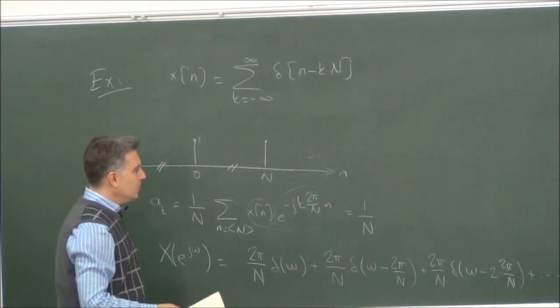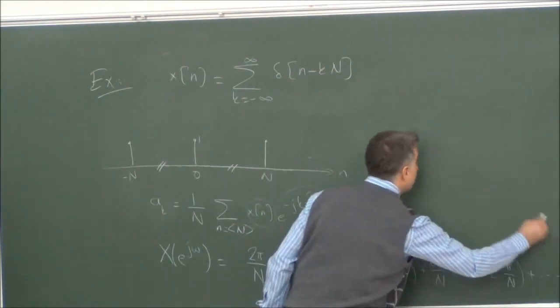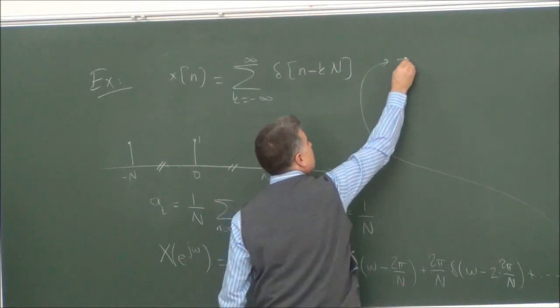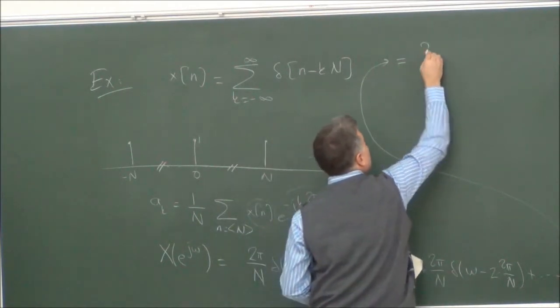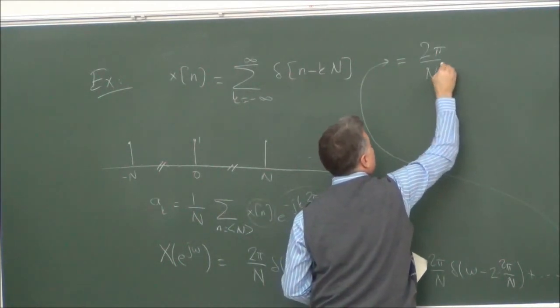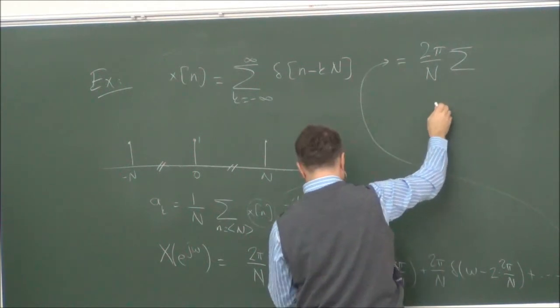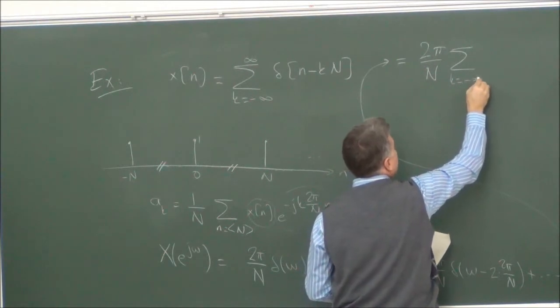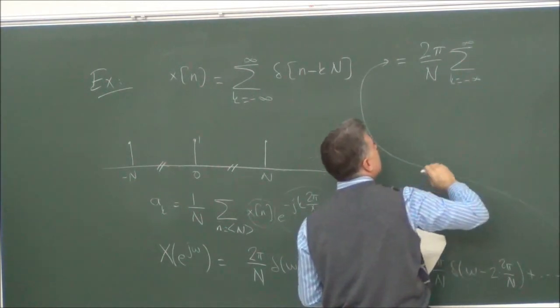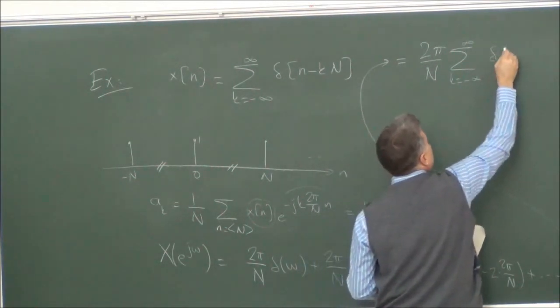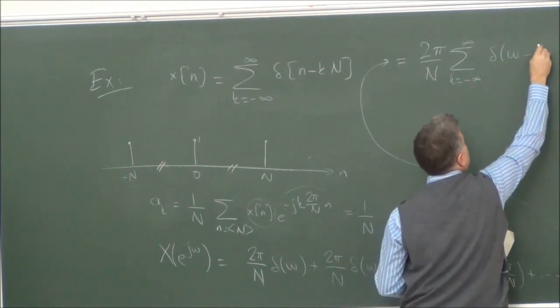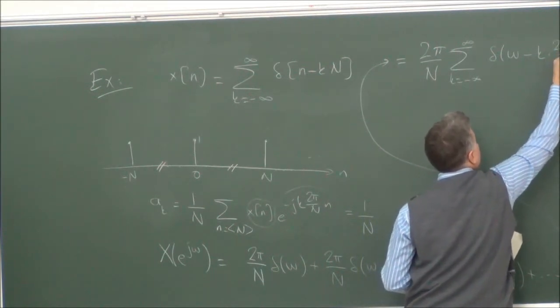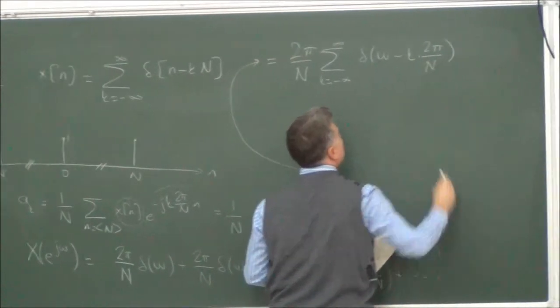So what you really need to do is express this result as 2 pi over capital N times the summation, with index k, from minus infinity to infinity, of delta(omega minus k times 2 pi over capital N).